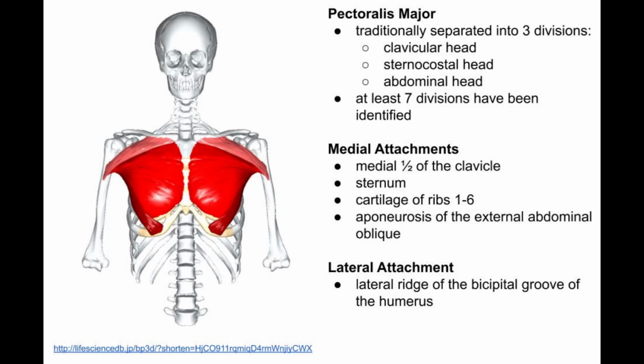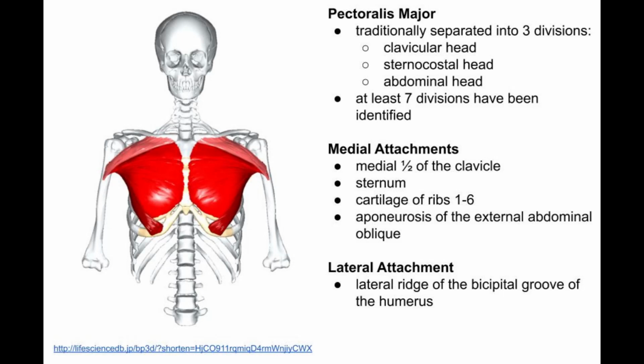The medial attachments include the medial half of the clavicle, the sternum, cartilage of ribs 1 through 6, and the aponeurosis of the external abdominal oblique. Based on the divisions, the medial half of the clavicle consists of the clavicular head, the sternum and parts of the cartilage of the ribs make up the sternocostal head. And of course, the aponeurosis of the external oblique would make up the medial attachment of the abdominal head.